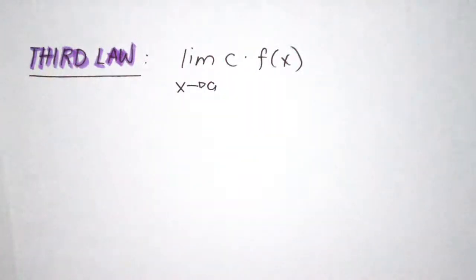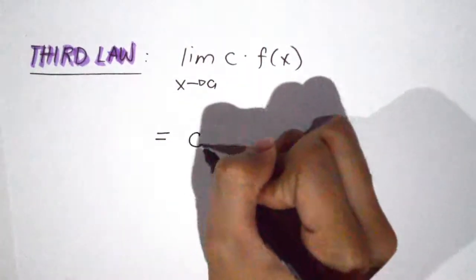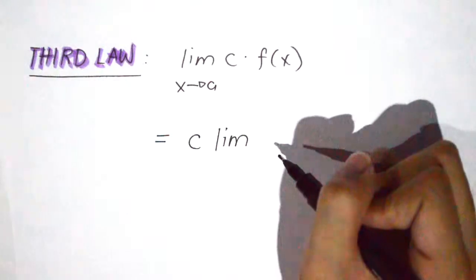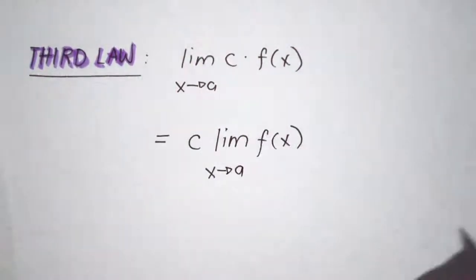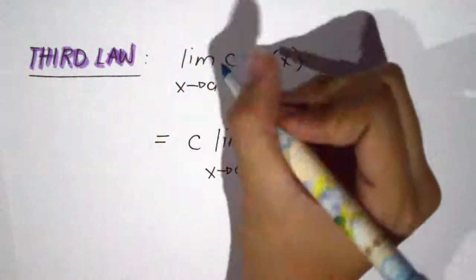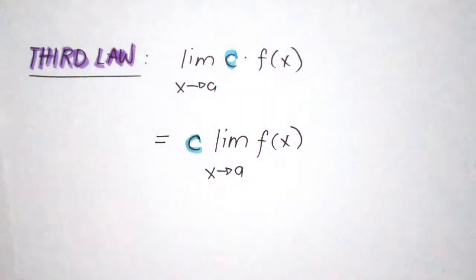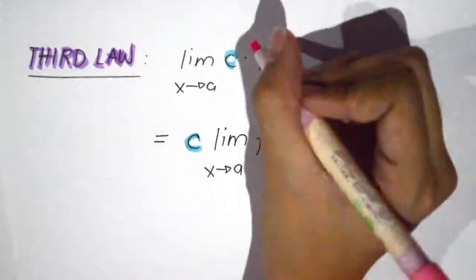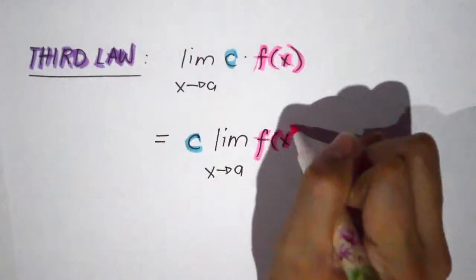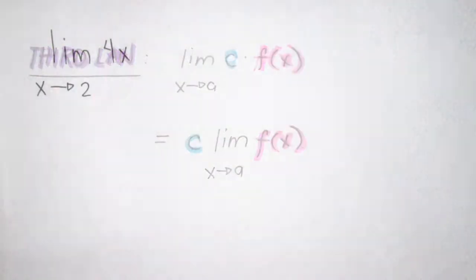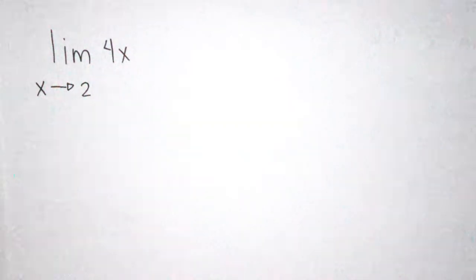The third law is the limit of a constant c times a function is equal to the constant c times the limit of the function, provided that the limit of f of x as x approaching a exists. This is illustrated by the limit of c multiplied by f of x as x approaching a is equal to c multiplied by the limit of f of x as x approaching a. To better understand this, let me give some examples.